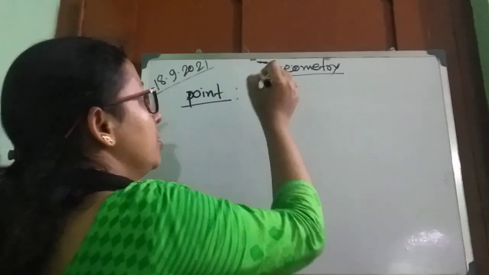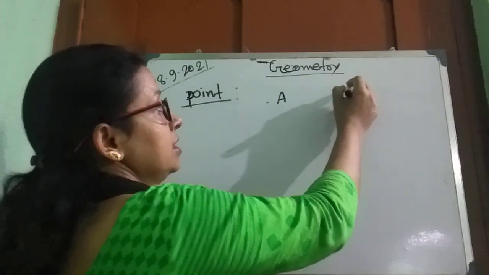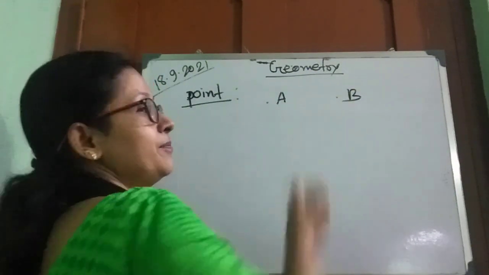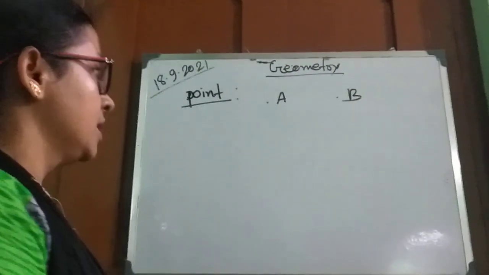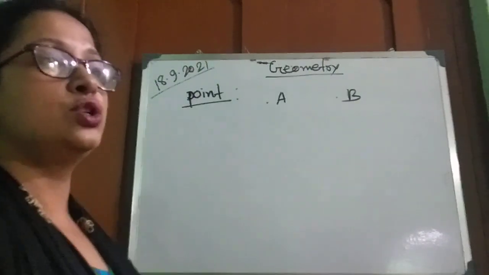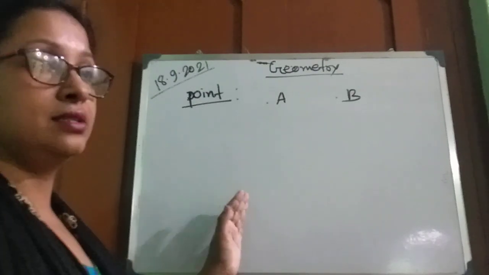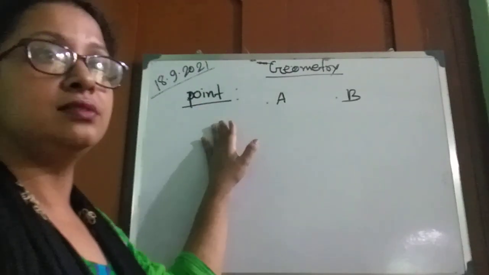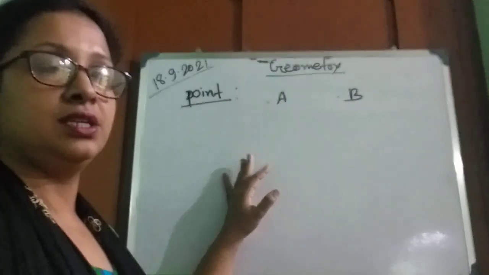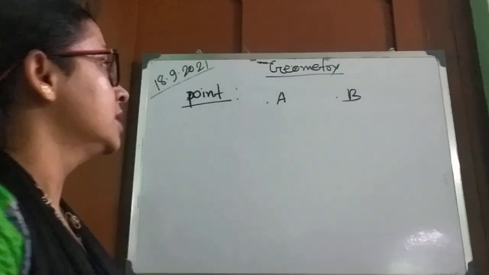So if I give one dot, the name of the point will be A. If I give another dot, it will be B. So both are representing one position. Now from this point you can see there is no breadth, no length, and also no height. So point is called the zero dimension figure. It has no length, no breadth, and no height. We cannot measure it. That's why point is called a zero dimension figure. Okay, understood?